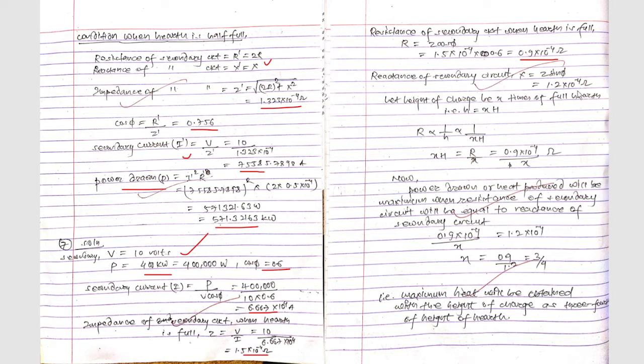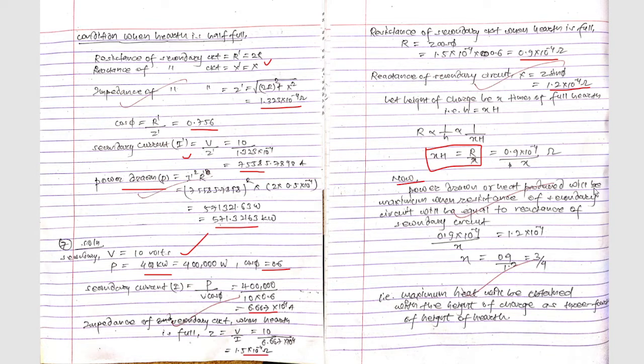So the value of the secondary circuit reactance X will be 1.2 × 10⁻⁴ ohms, and let the height of the charge be x times the full load, that is, small s is equal to x into capital S. In the question we have to assume that the resistance of the secondary circuit varies inversely as the height of the charge. So for that we will use this relation: Xs is equal to R upon xs, where the value of R is given as 0.9 × 10⁻⁴ upon x.